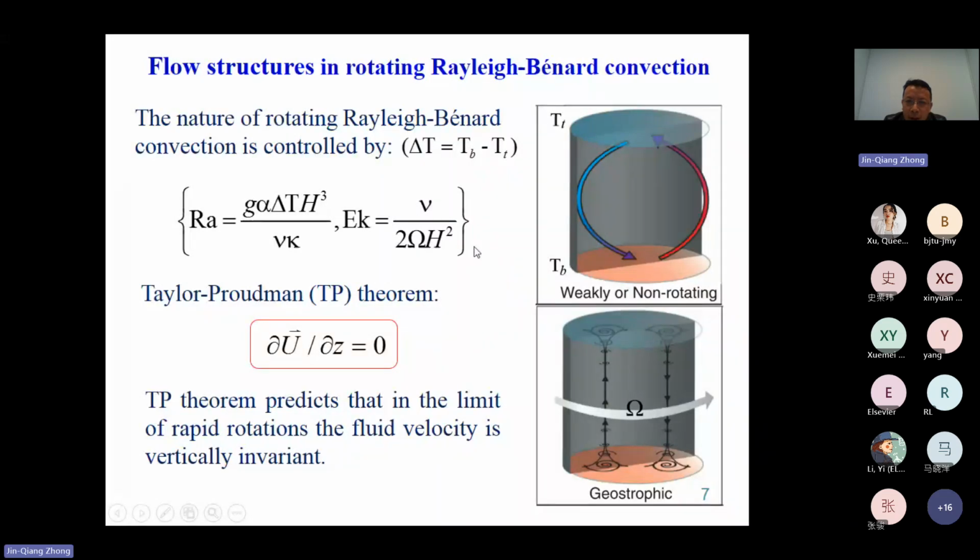If the rotation rate increases, the main flow structure changes from a single roll circulation into multiple columnar vortices. In the limit of rapid rotation, the Taylor-Proudman theorem predicts that the fluid velocity is vertically invariant.